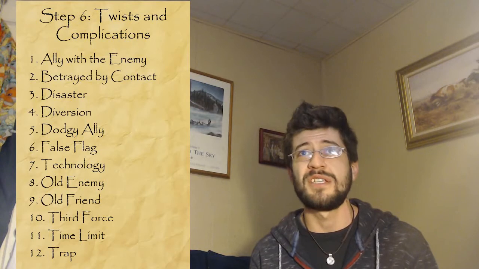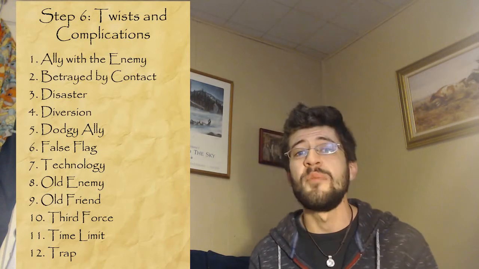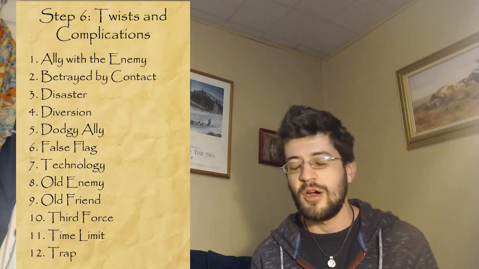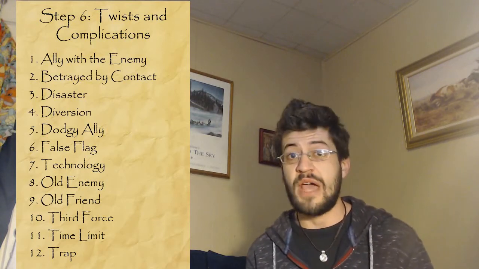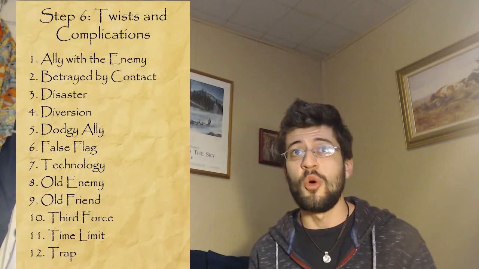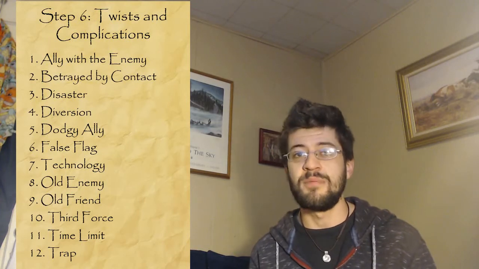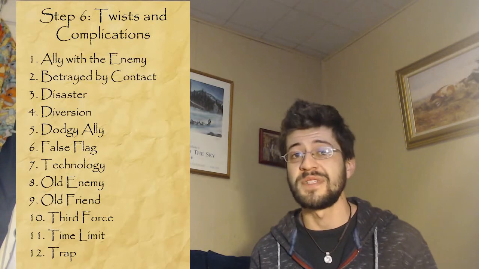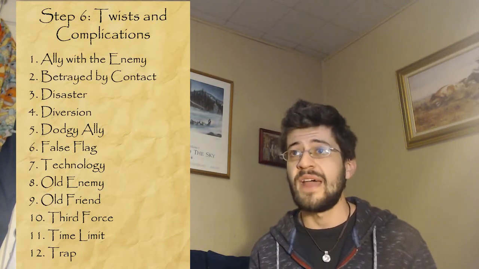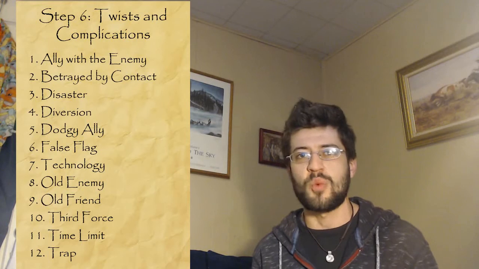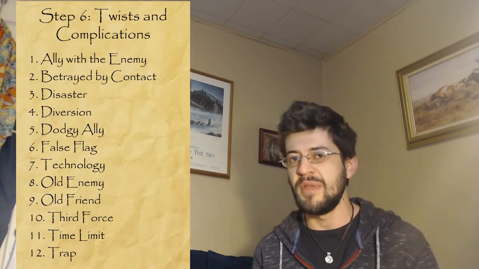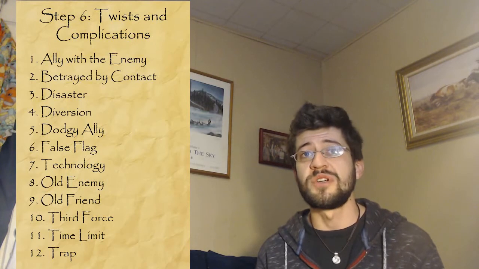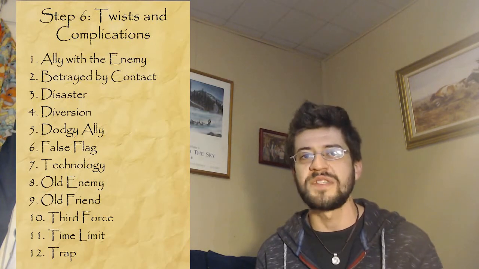Number 7, technology is the twist or complication. There's some unforeseen consequence with the technology that's being used, or maybe the enemy figures out how to use it. Now we get down to number 8, an old enemy comes up, and that's a good twist. Is there going to be a recurring villain who appears? An old friend is number 9. That's even better in my opinion. Someone the party has worked with in the past comes up, and maybe they're opposed to the party for some reason. Number 10, a third force. Some other force also gets involved.